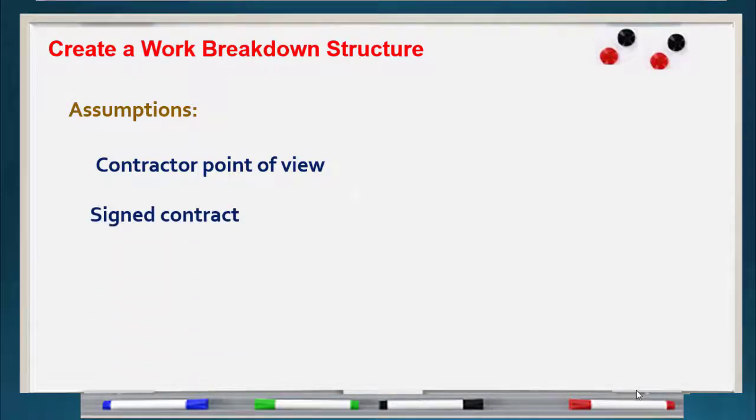We have assigned contract, so we have a project, we have a scope of work, we have a contract, we have a project, a real project. Third assumption, we are in the beginning of the project, so we are going to make a plan, a schedule for a project.